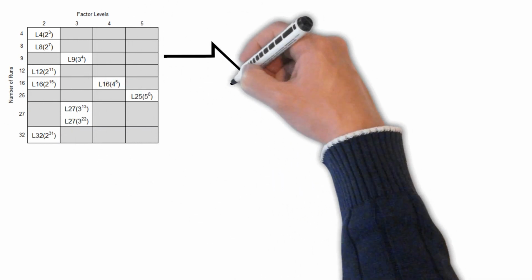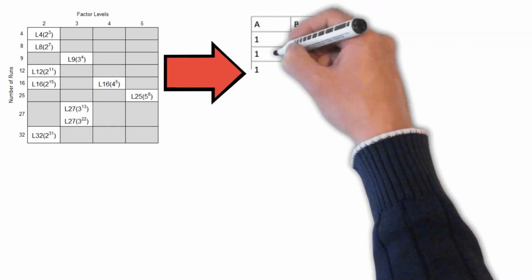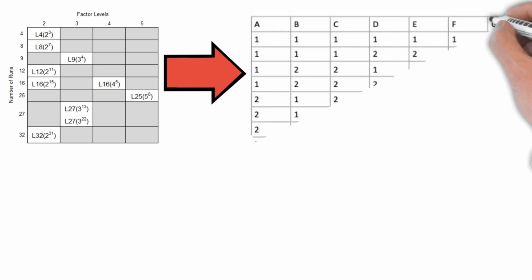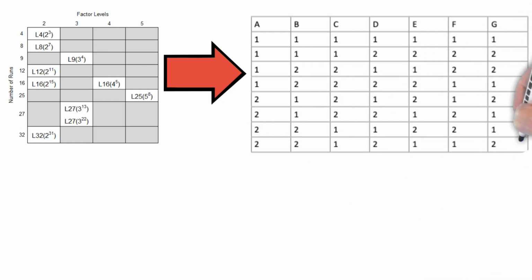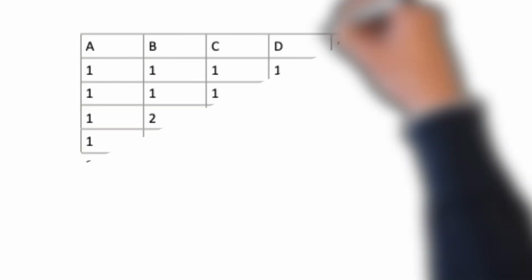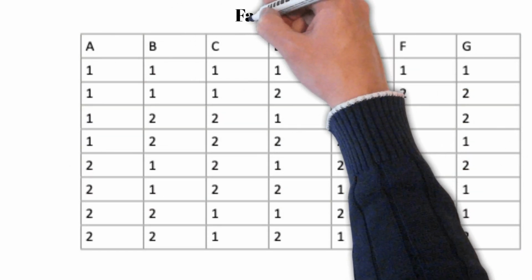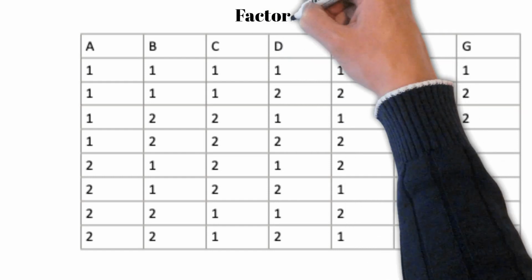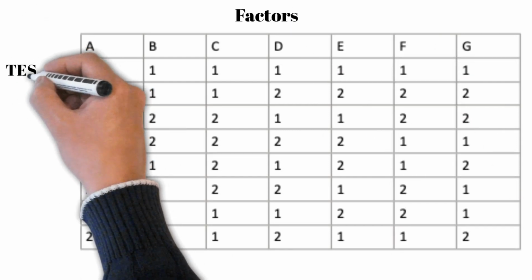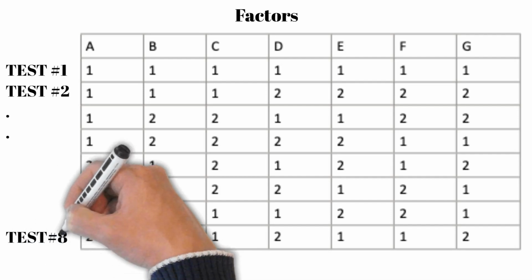A typical L8 matrix in Taguchi design is shown below. In this matrix, the columns represent the control factors, and the rows represent the runs, combinations of factor levels. Each cell represents the factor level for that run. The factors and factor interactions can be determined from the matrix. For example, in the L8 matrix above, the factors are A, B, C, D, E, F, and G. The interactions can be identified based on the columns that change between the runs.